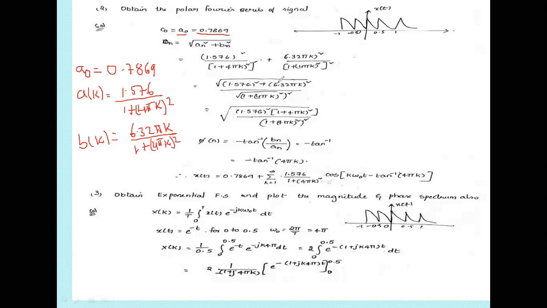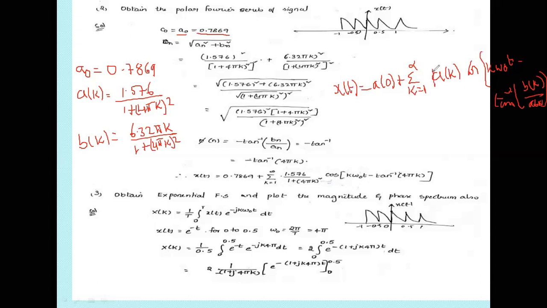So what is the compact trigonometric Fourier series, or the polar Fourier series? x of t is equal to D of 0 plus the sum of k equal to 1 to infinity of D of k into cos of k omega naught t minus tan inverse of b of k by a of k. This is D of k, my dear friends. D of k, and it is D of 0, not the A of 0. D of 0 and A of 0 both are the same.